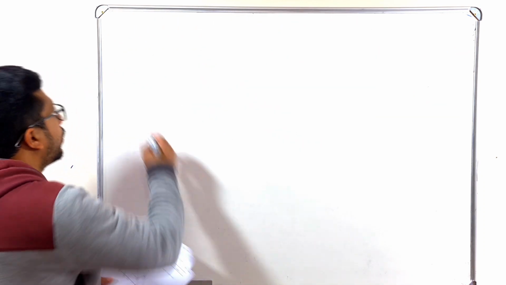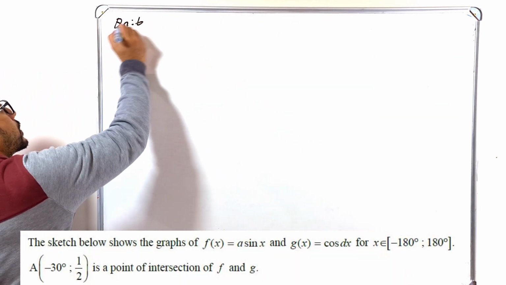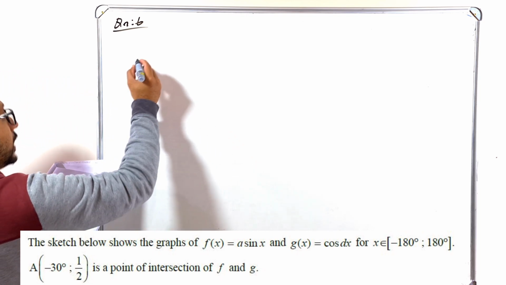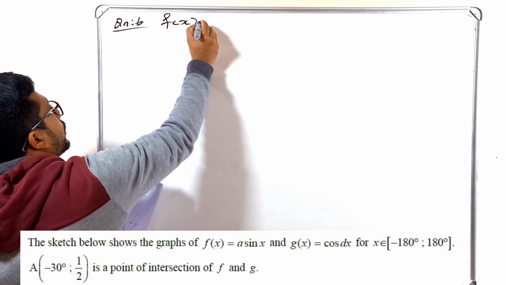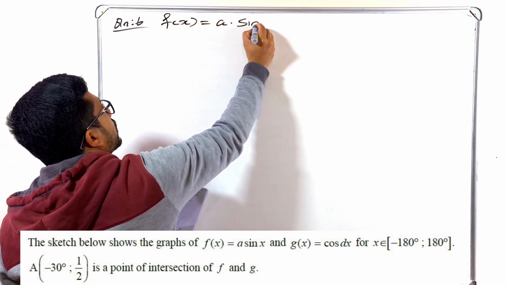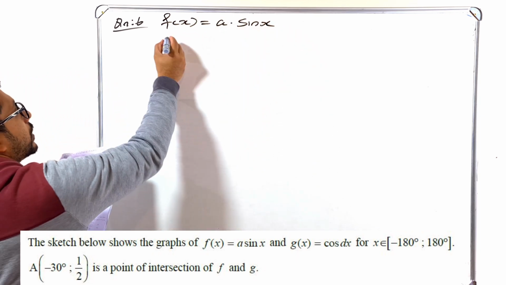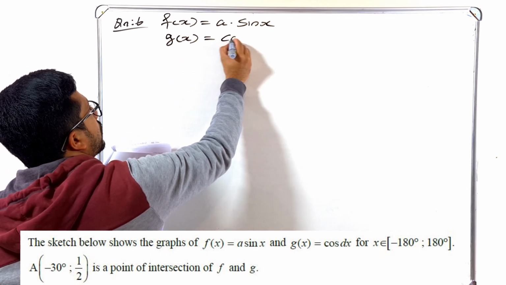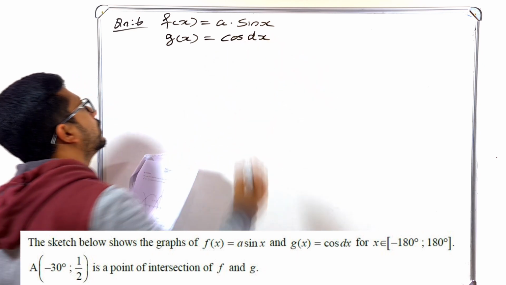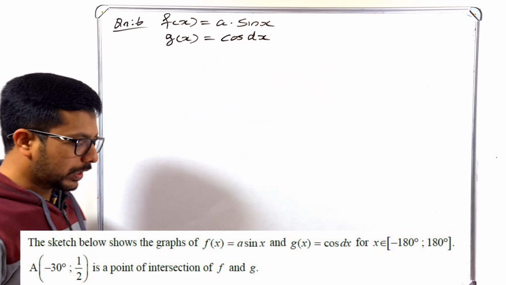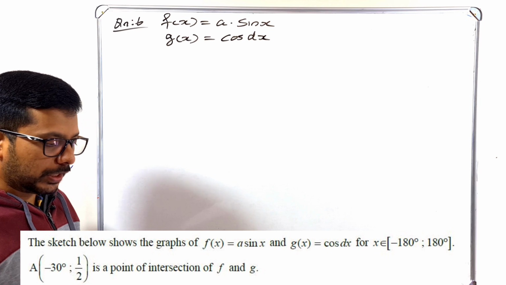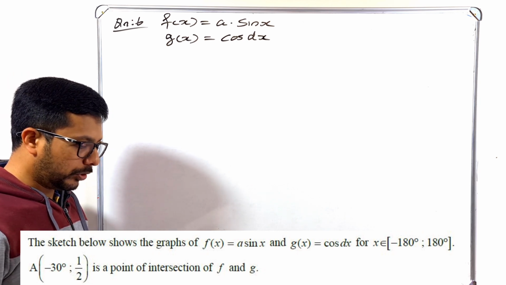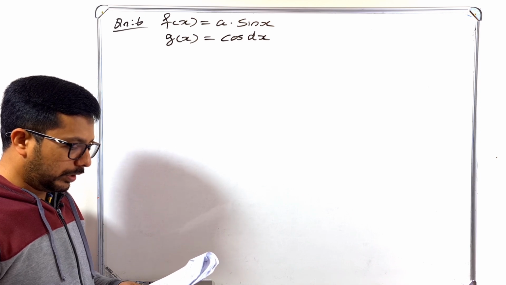Question number 6. What is that one? The sketch below shows the graphs of f of x is equal to a sin x, and g of x is equal to cos x. So there are 2 graphs, one is f of x and the other one is g of x, from minus 180 to 180, and minus 30 comma half is a point of intersection of f and g.